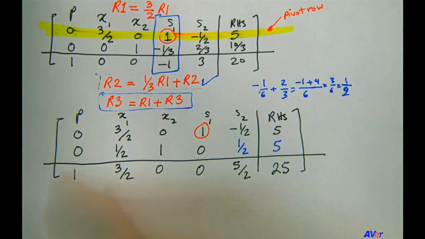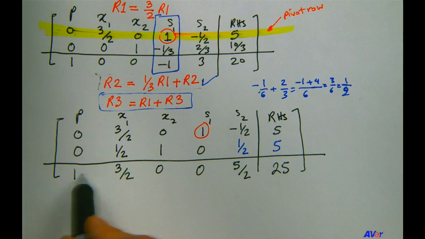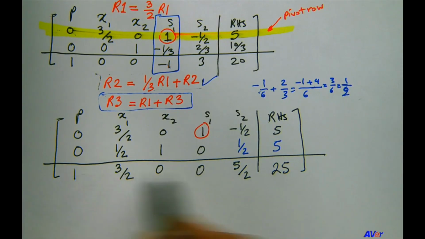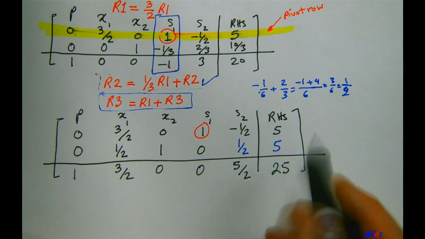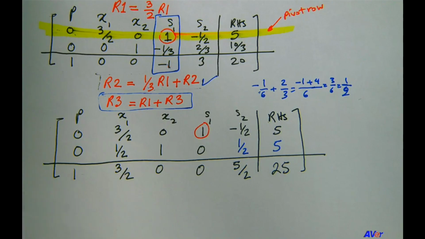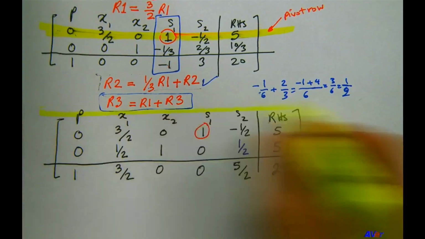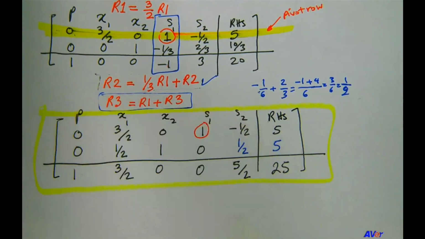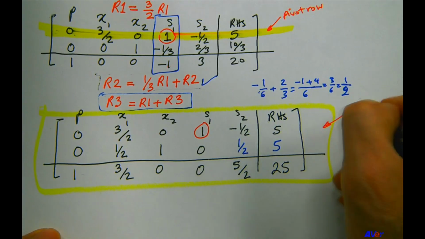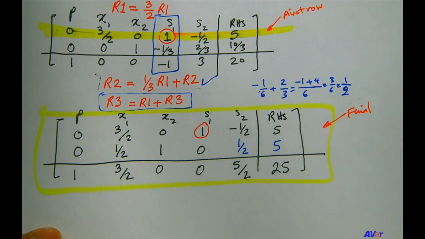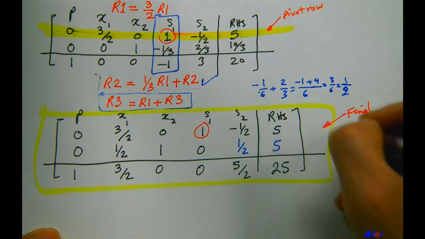So are we done? We are done, right? We are done because you look at this objective row at the bottom and all the numbers are positive. There's no negative number here. So we are done. So this is the final tableau. So this tableau here, all of this is the final tableau.